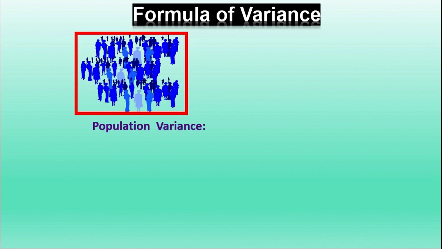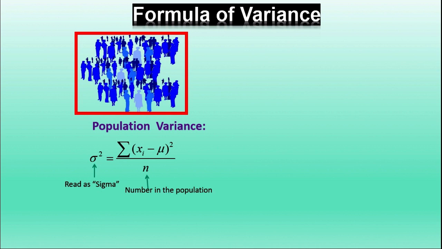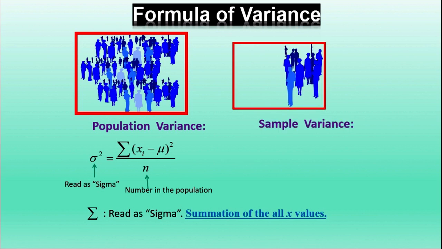Now, let's see a measure which is more sensitive than the range: variance. We will have population variance and sample variance as follows. Sigma squared denotes the population variance, where the summation is over all x values, and then we divide by n, the number in the population. The sample variance is a bit different: it is divided by n minus 1.